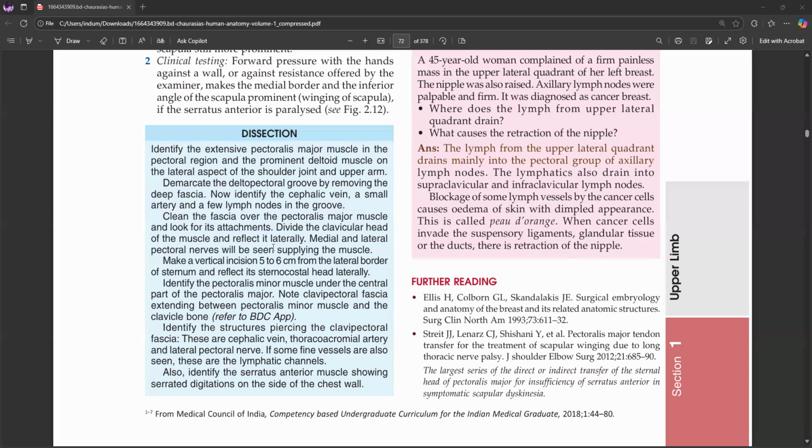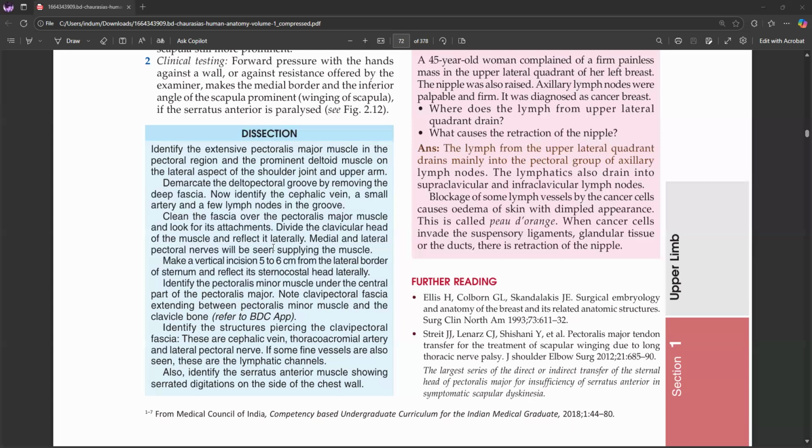Divide the clavicular head of the muscle and reflect it laterally. Medial and lateral pectoral nerves will be seen supplying the muscle. Make a vertical incision 5 to 6 cm from the lateral border of sternum and reflect its sternocostal head laterally. Identify the pectoralis minor muscle under the central part of the pectoralis major. Note clavipectoral fascia extending between pectoralis minor muscle and the clavicular bone.